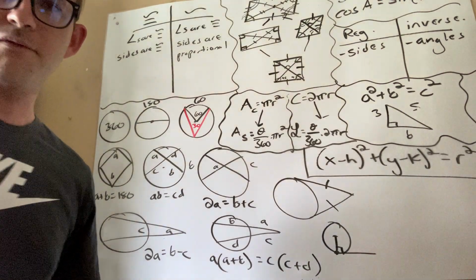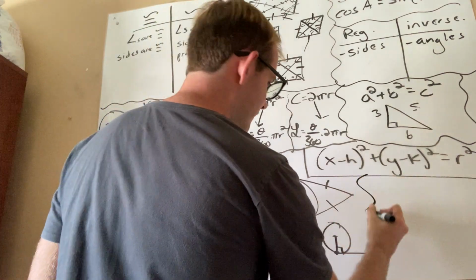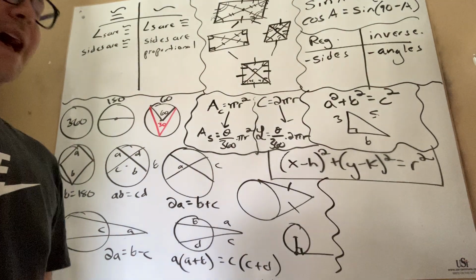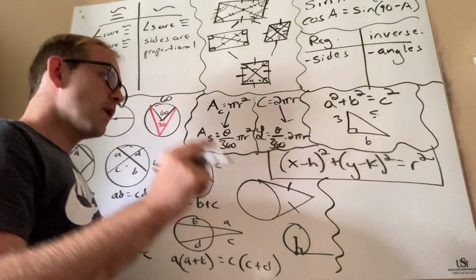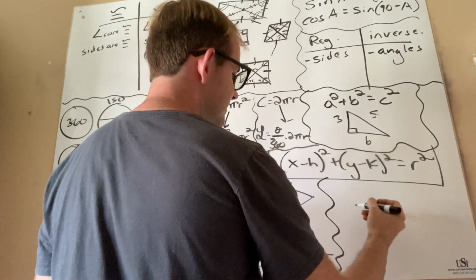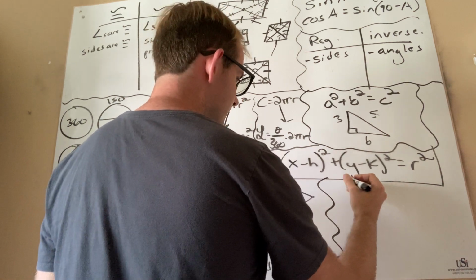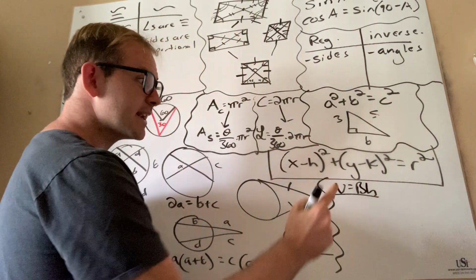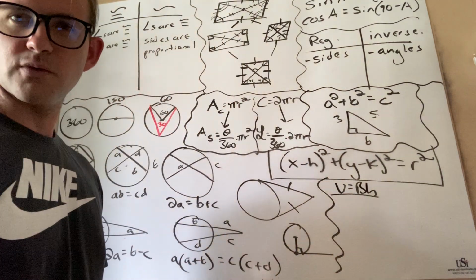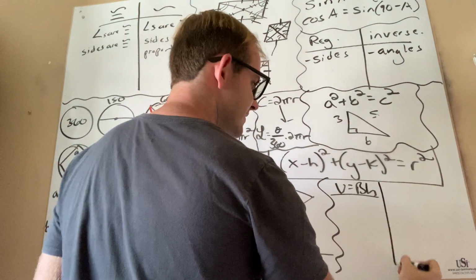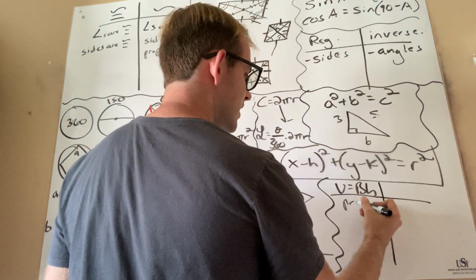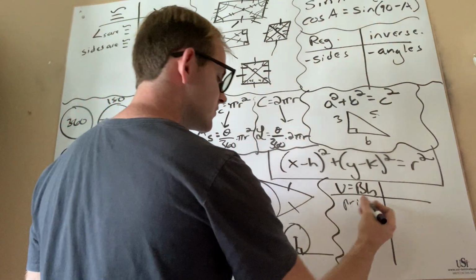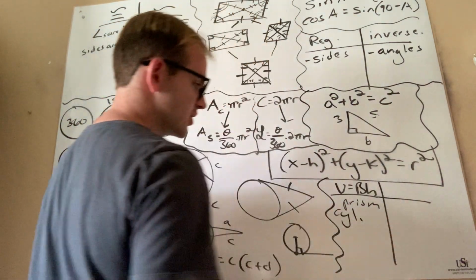Last but not least, hopefully before my phone dies, let's talk about volume. So, what do you guys need to know in terms of volume and surface area? Well, for volume, you need to know that V equals area of the base times height. They're going to give you that on the exam, but they're not going to tell you what it corresponds to. You need to know that corresponds to a prism, and it corresponds to a cylinder.